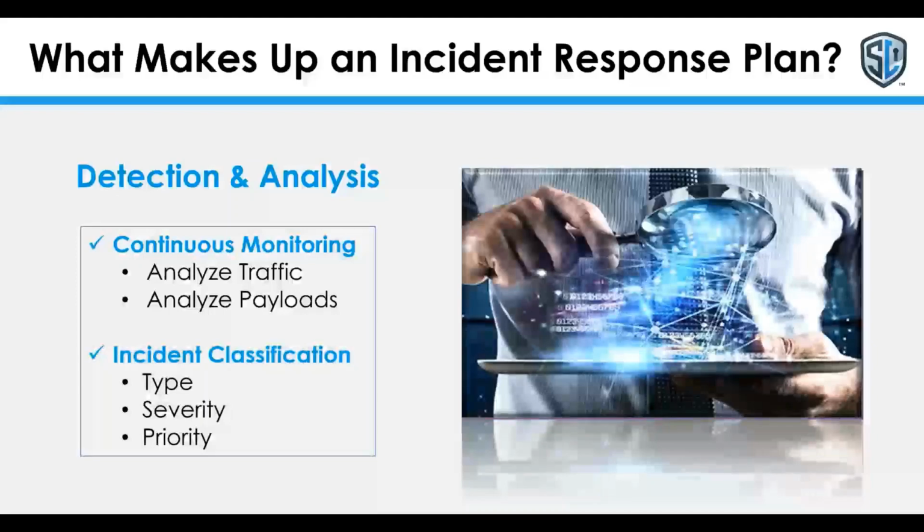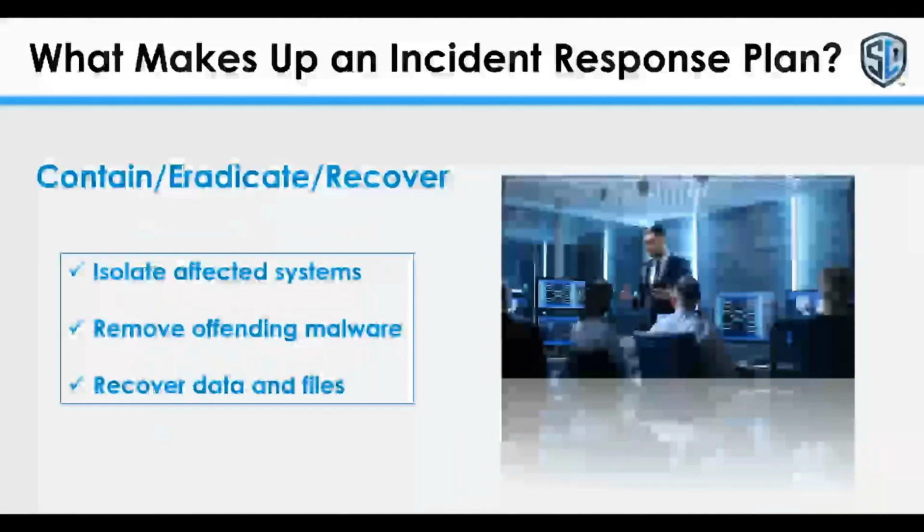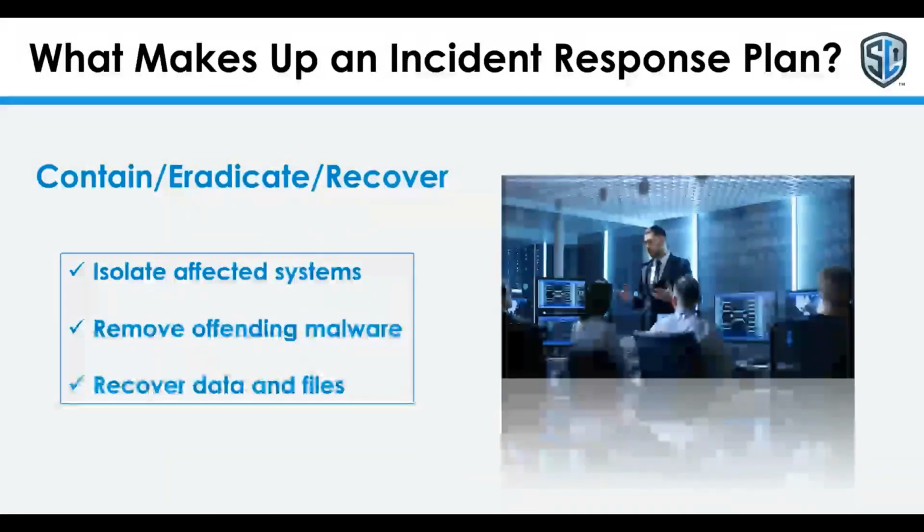And then incident classification, which we'll go into more detail later, but type, severity, and priority. And we'll get to what those mean and how we look at those. So contain, eradicate, and recover. Isolate the affected system. Get it off the network. Remove the offending malware. Then recover your data and files. Only when you're sure that is all done can you consider putting it back on the network.